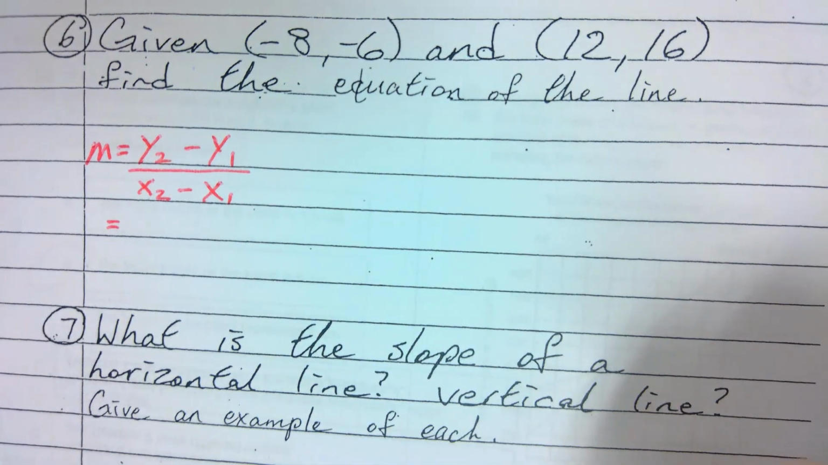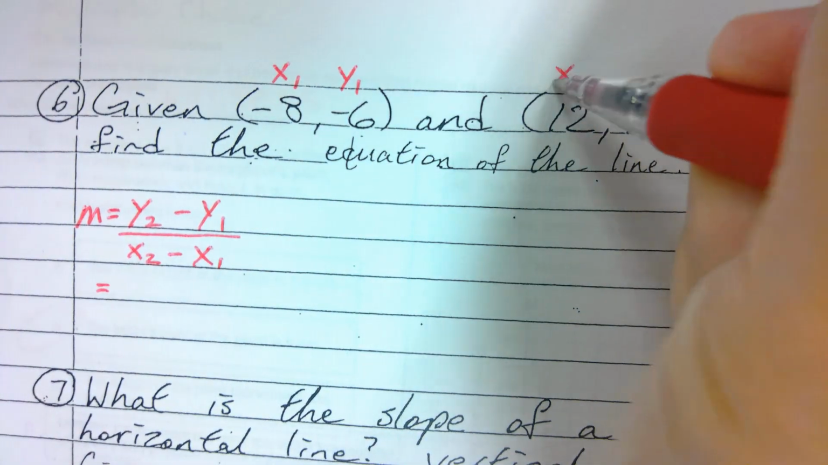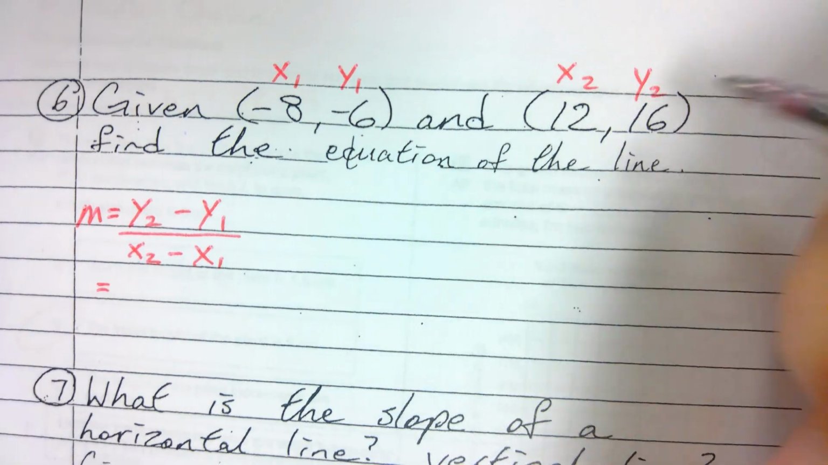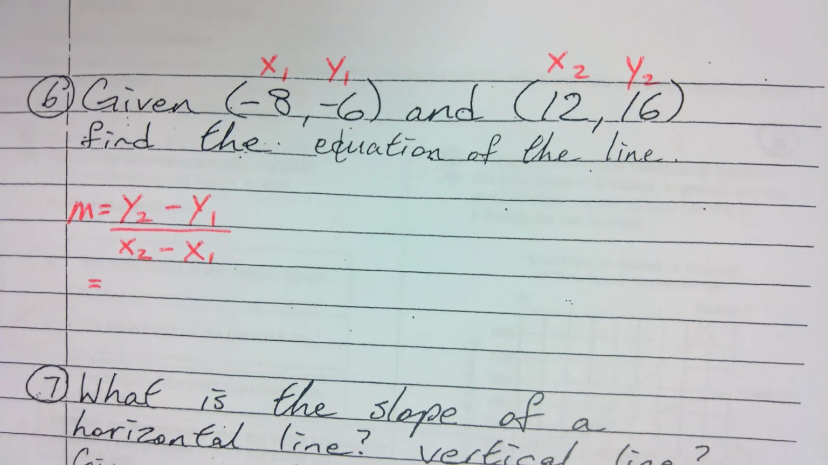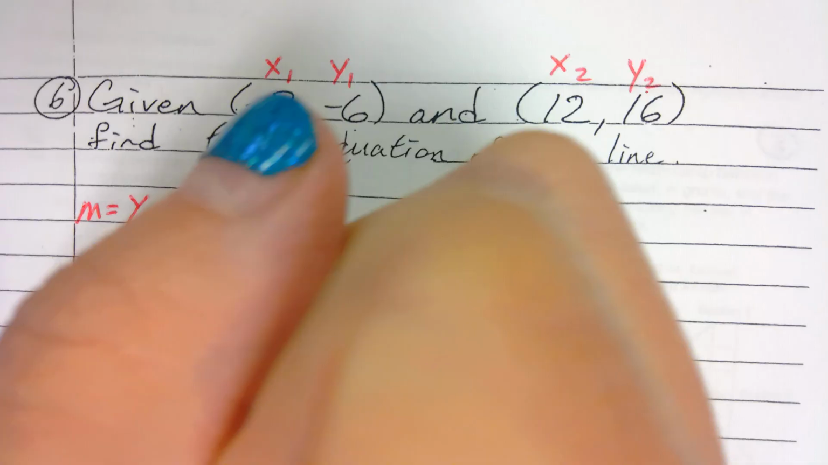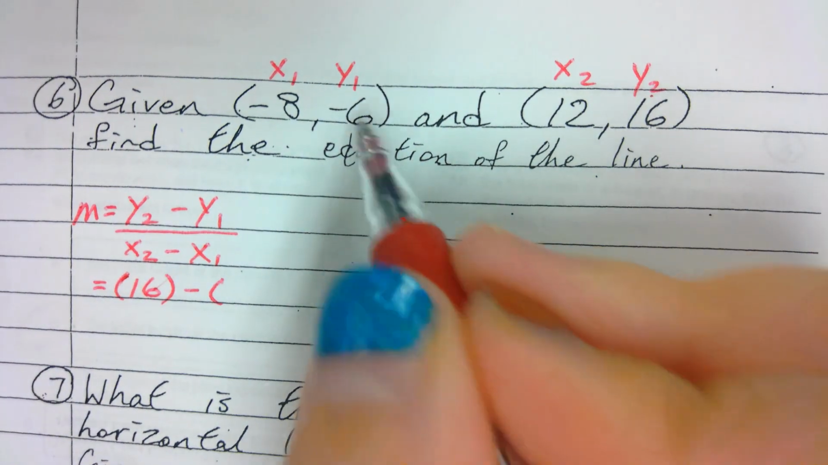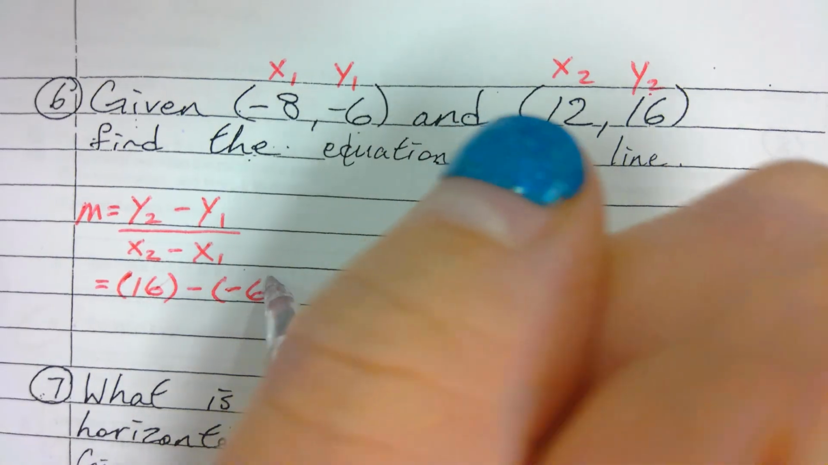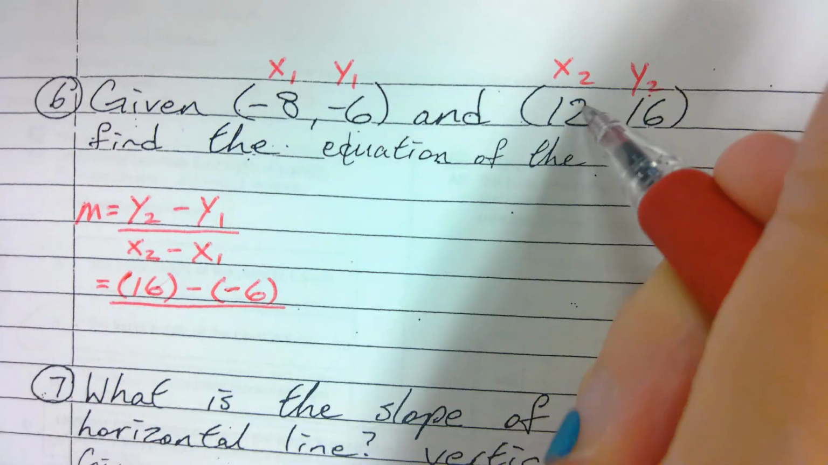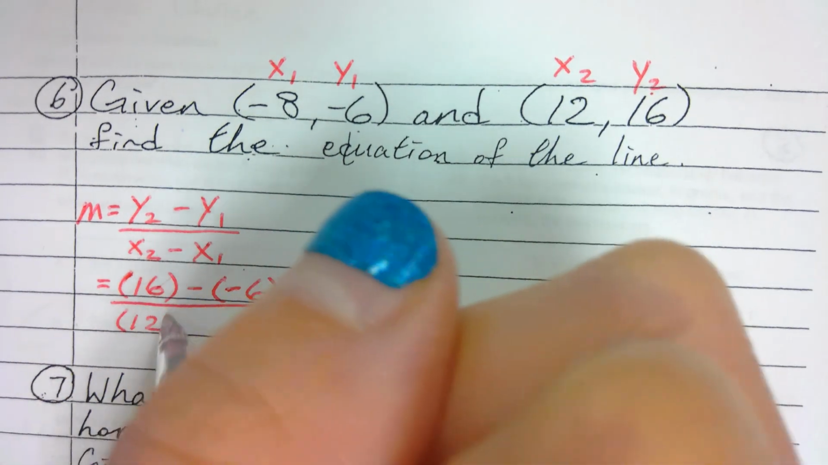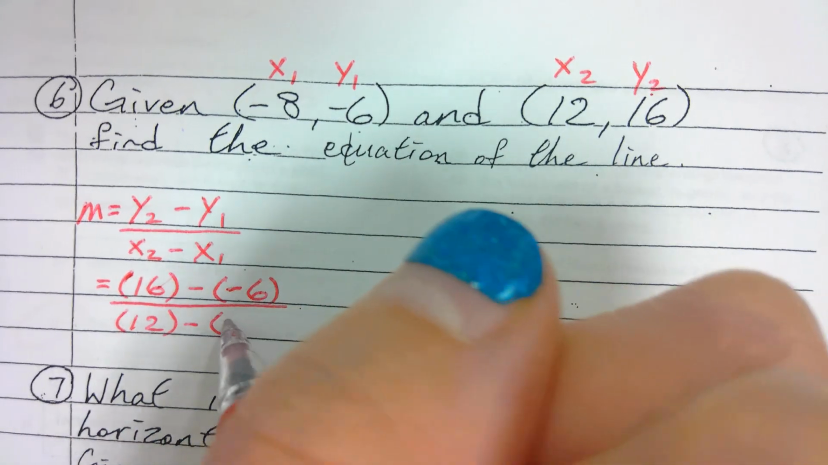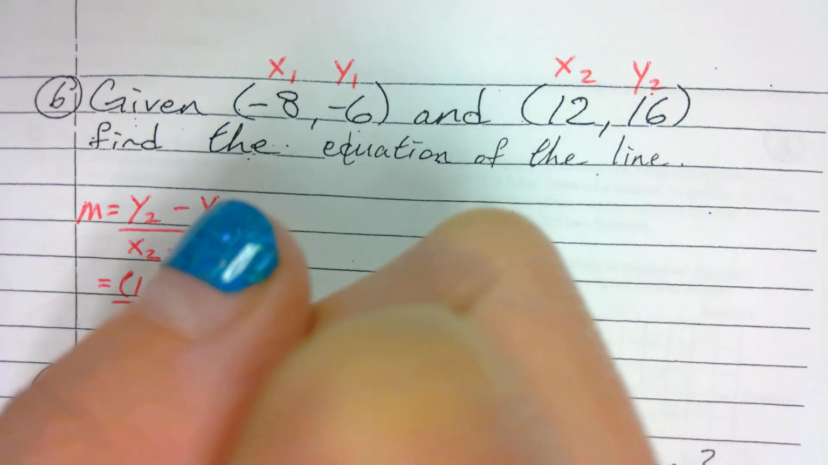Okay. So this point, I'm going to call it x1, y1. This point, I'm going to call it x2, y2, so that you know how to substitute the numbers in. So y2 is 16. Make sure you put in brackets because otherwise you might miss the negative signs. Okay. And then x2 is 12. X1 is negative 8.